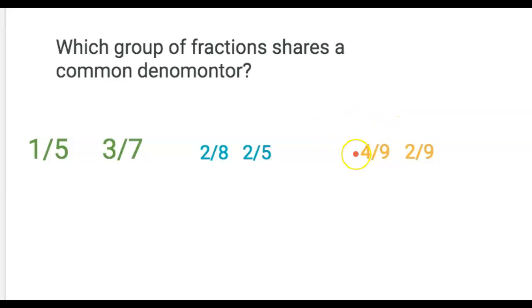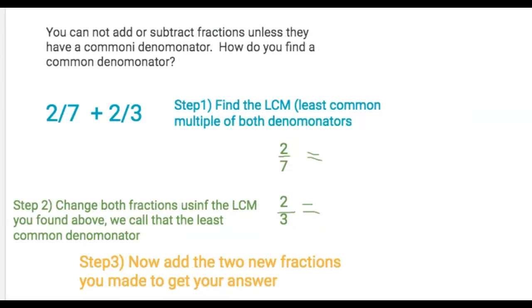So we're on to our last pair. This has a 9 on the bottom, and this has a 9 on the bottom. So these two fractions do have common denominators. Even though these ones don't, they can be changed so that they do. Okay? So how do you change a fraction so they have a common denominator?